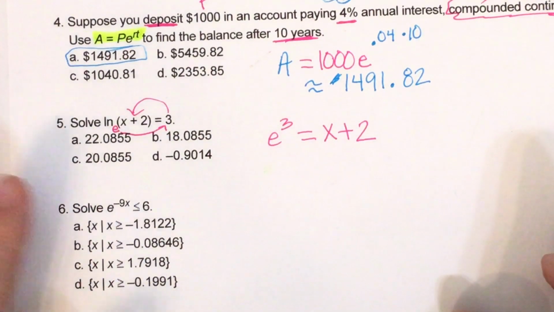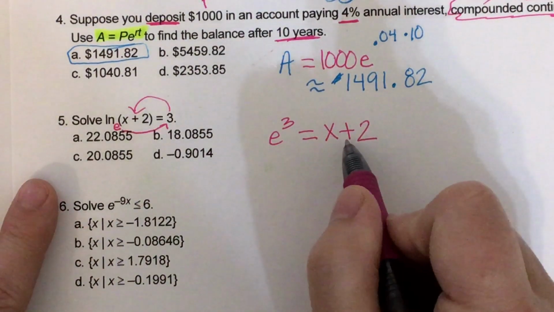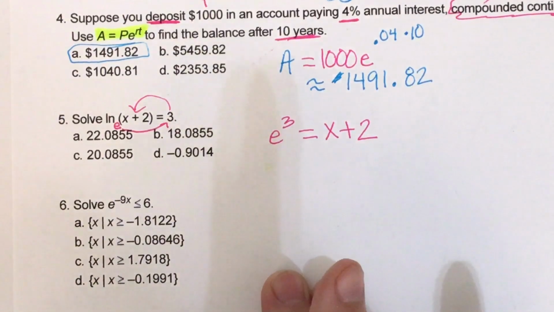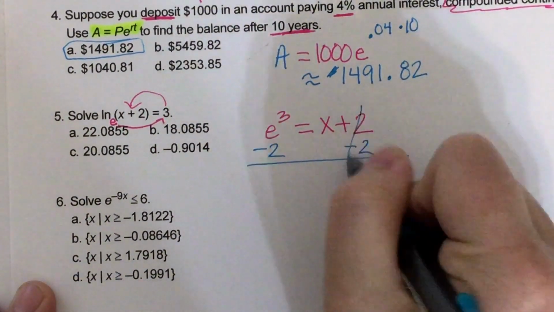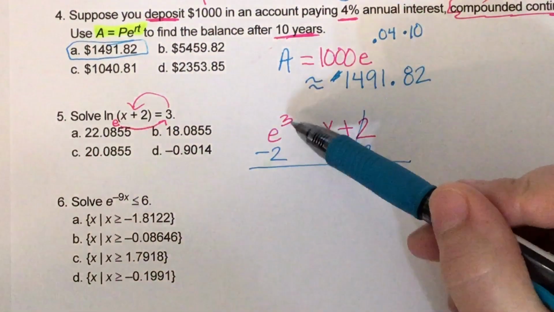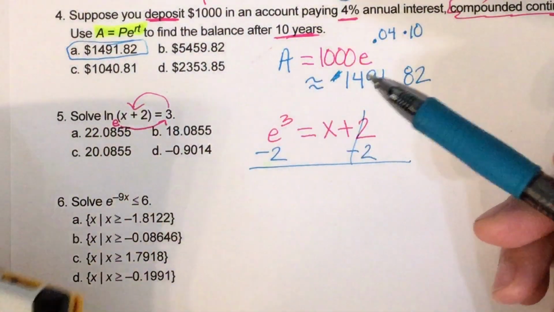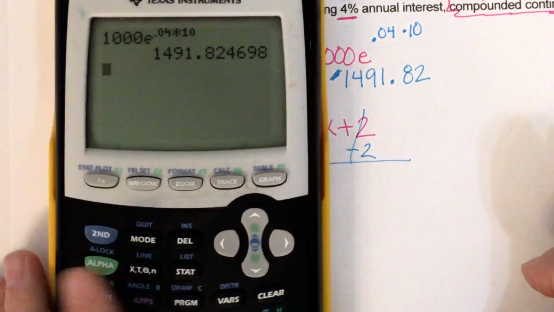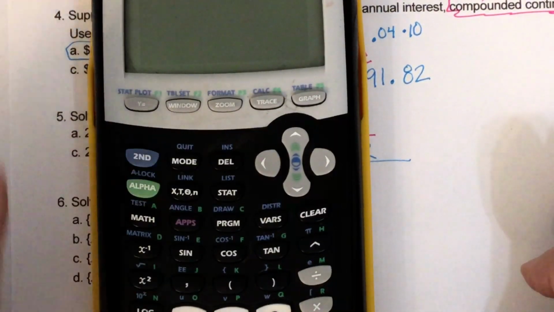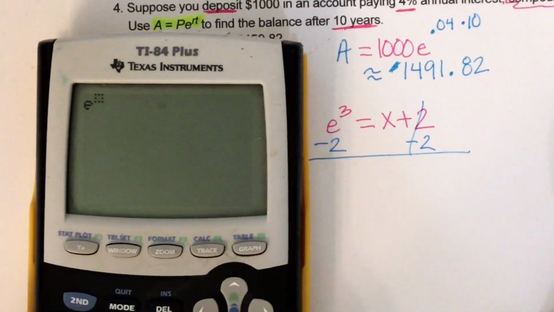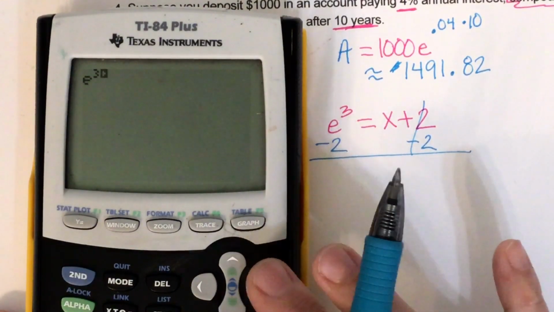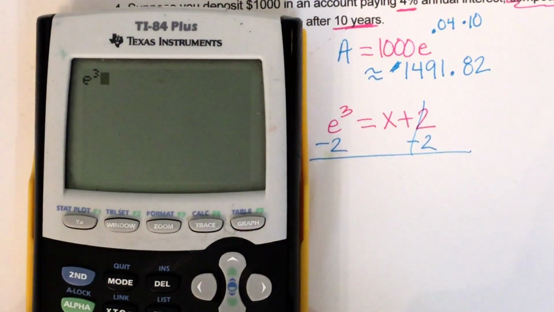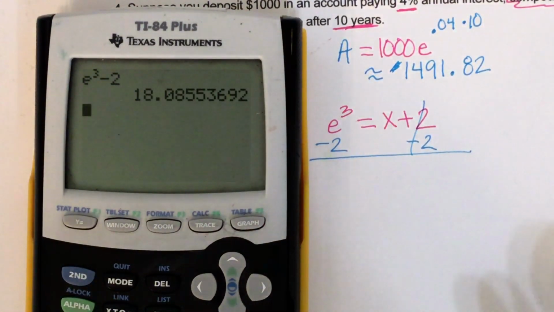Okay, so to solve this equation, very simple. I get rid of the addition of 2 by subtracting. So I'm going to subtract 2 from both sides. And so in my calculator, I just put e to the third power minus 2. Remember, to pop up that e, I go second natural log, and I'm raising it to the third power. I need a right arrow to hop out of the exponent, and then minus 2. And this is my answer.